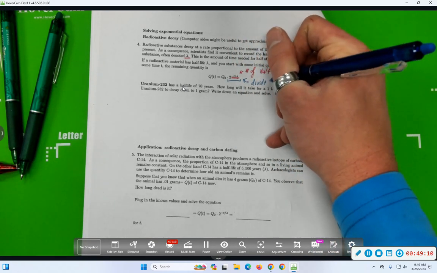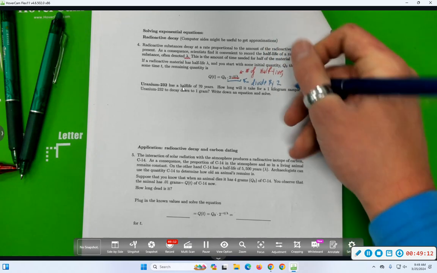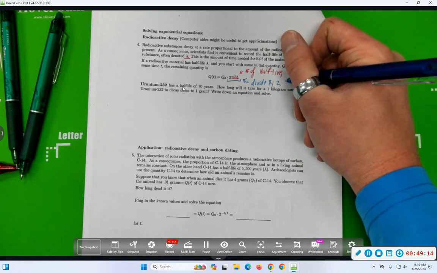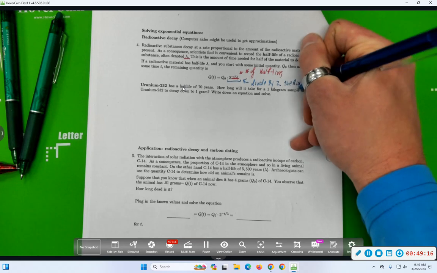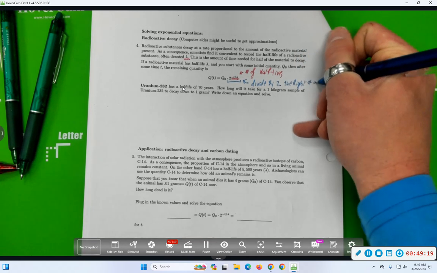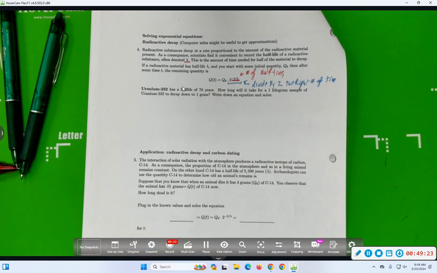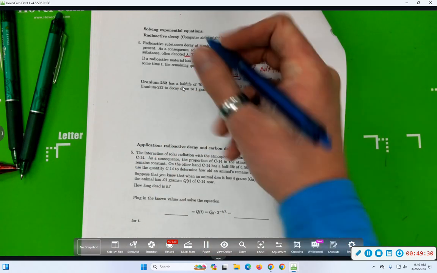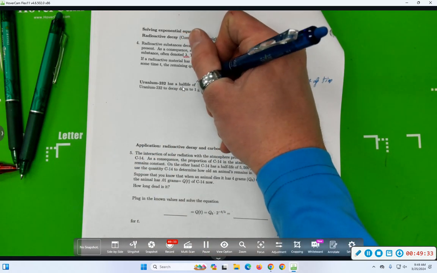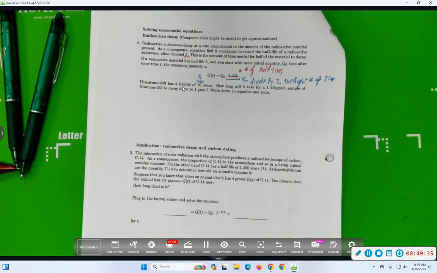Divide by 2 the right number of times. And what are you dividing by 2? You're dividing whatever the initial quantity is. So let's just make a quick model. U-238 has a half-life of 70 years. That means the half-life of this radioactive isotope is 70 years. That's the thing that gets called lambda.